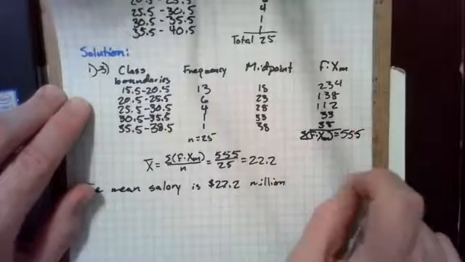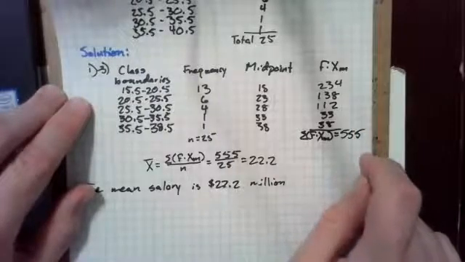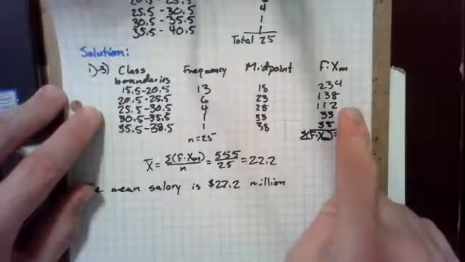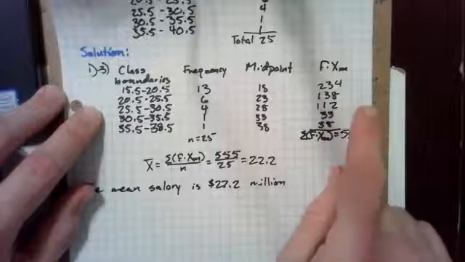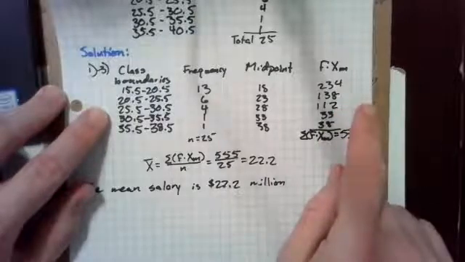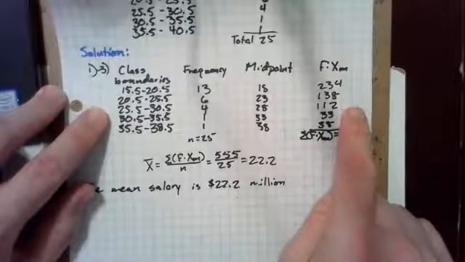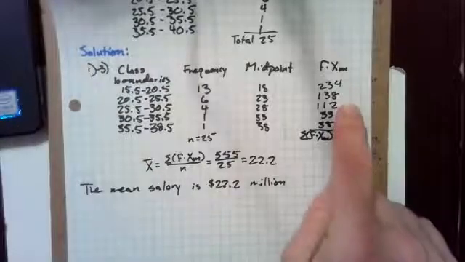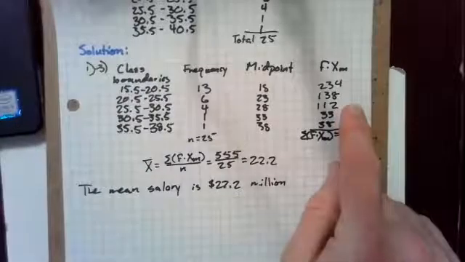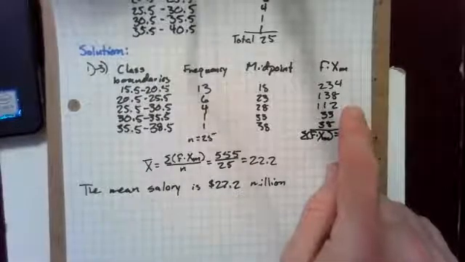I'm going to point out for those of you following along in the book that the second to last f times xm value for the 30.5 to 35.5 row is incorrect. It says in the book that it is 38. It should be 33 because obviously 1 times 33 is 33 and not 38.